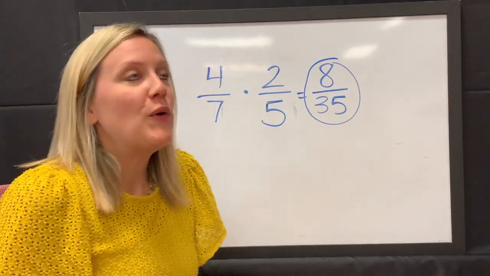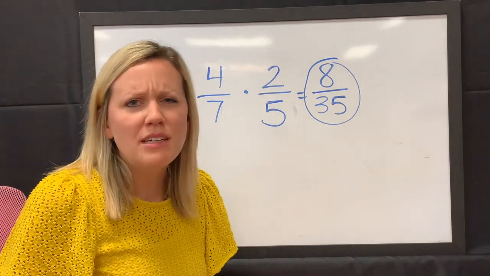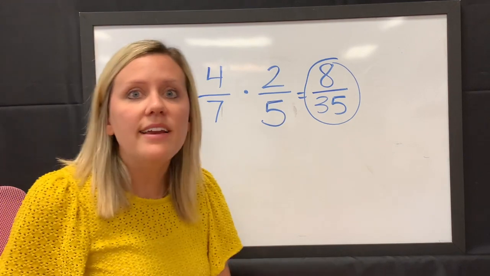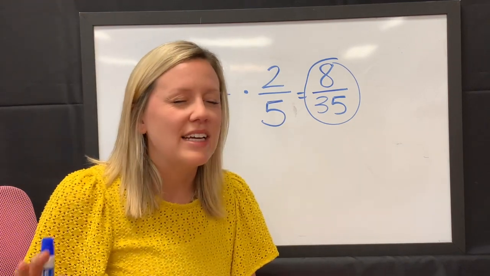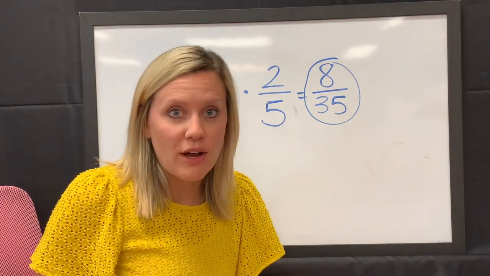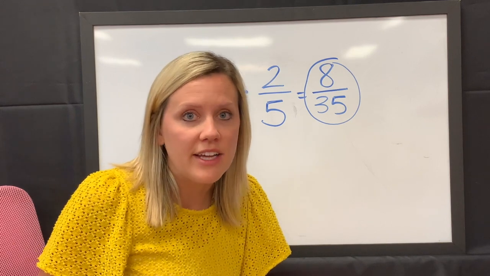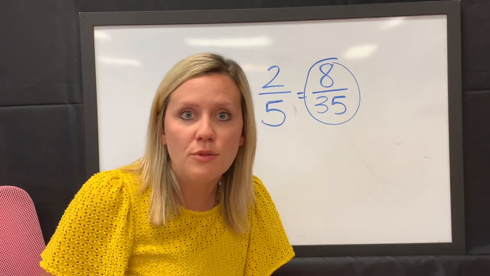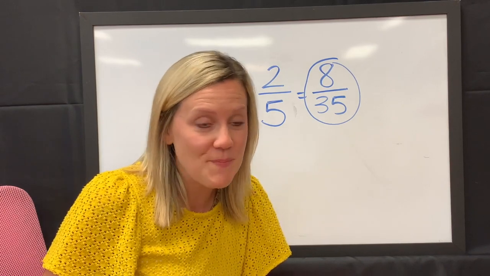Sometimes reducing can be tricky. You have to think of all these numbers that can go into any given two numbers. And I absolutely hate reducing, okay? So I'm going to show you the shortcut I use that makes it so much easier to reduce. And you always get the right answer if you do it like this, okay?